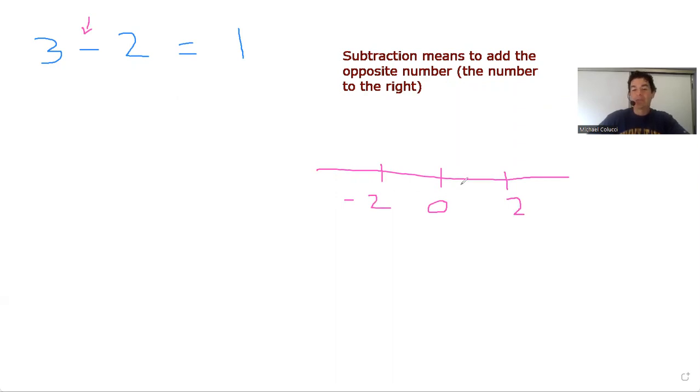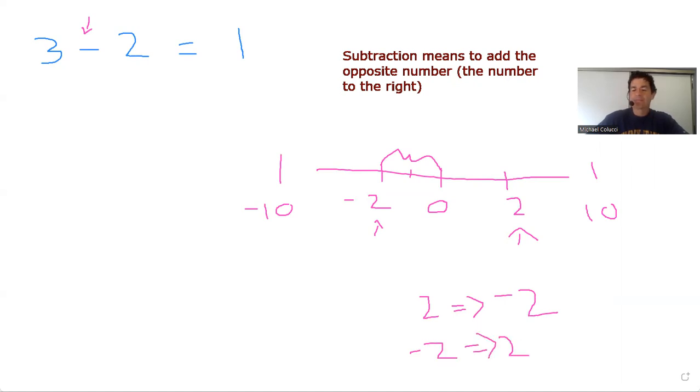So the opposite number of 2, the number that's the same distance from 0, but in the opposite direction, is -2. What's the opposite number to -2? +2. What's the opposite number to -10? +10. What's the opposite number to +10? -10. So to make a number the opposite of, all we need to do is either add the negative sign or take away the negative sign.